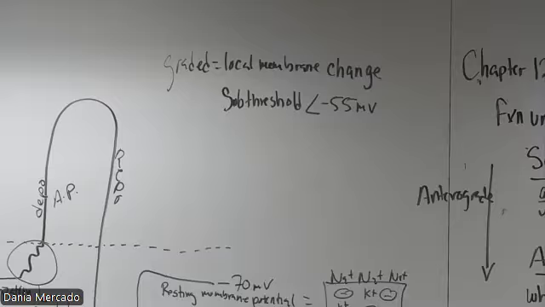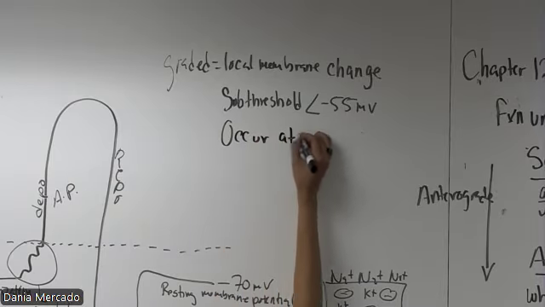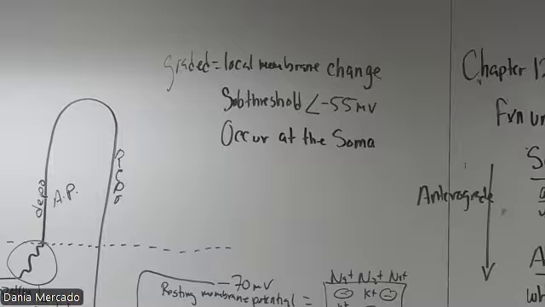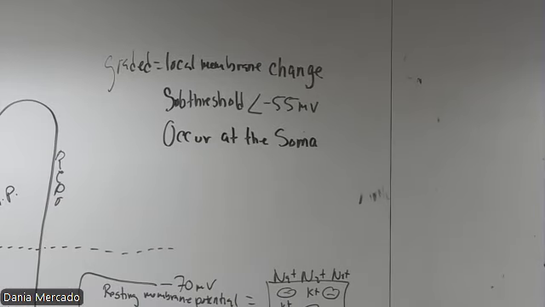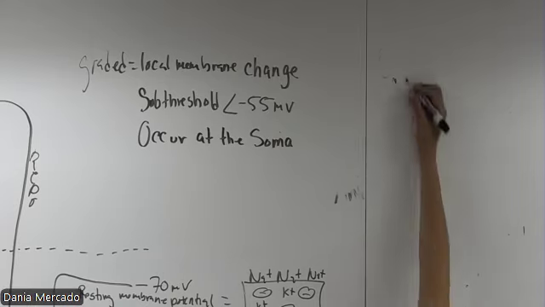So graded local membrane changes, they are sub-threshold. They occur at the soma of the neuron. And the soma is the one that is going to decide if that membrane potential is enough to go down the axon, right? That's why I drew it curvy like that, right? Because you have two types of graded potentials. You're going to have either depolarizing graded potentials or hyperpolarizing graded potentials. Okay? So let's talk about the first ones here.